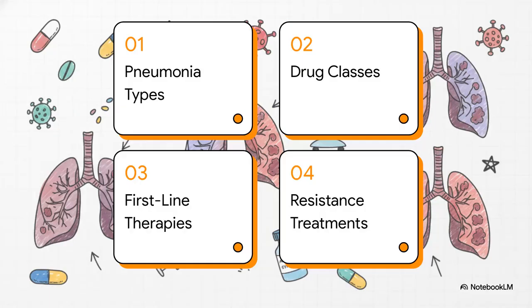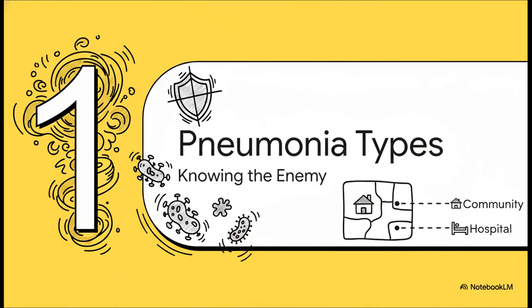Here's our clinical roadmap for the explainer. First, categorizing pneumonia types. Second, decoding the drug classes. Third, first-line therapies and dosages. And finally, resistance and alternative treatments. Section 1, categorizing pneumonia types, knowing the enemy.